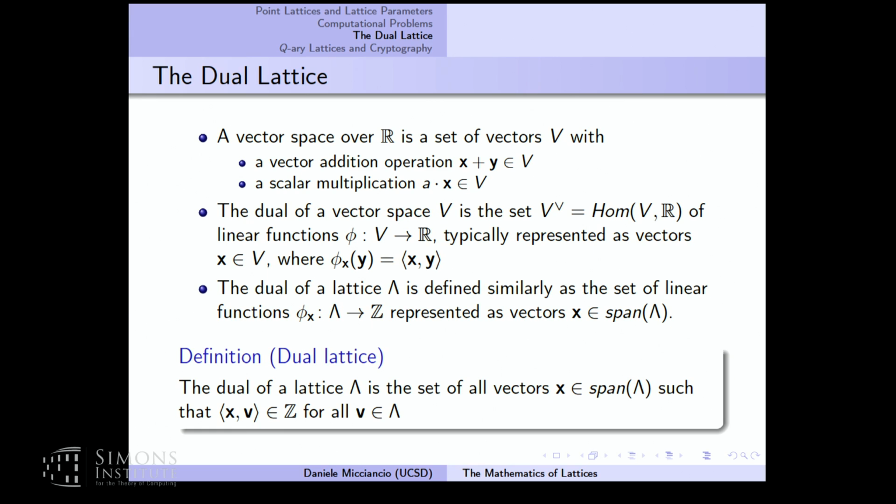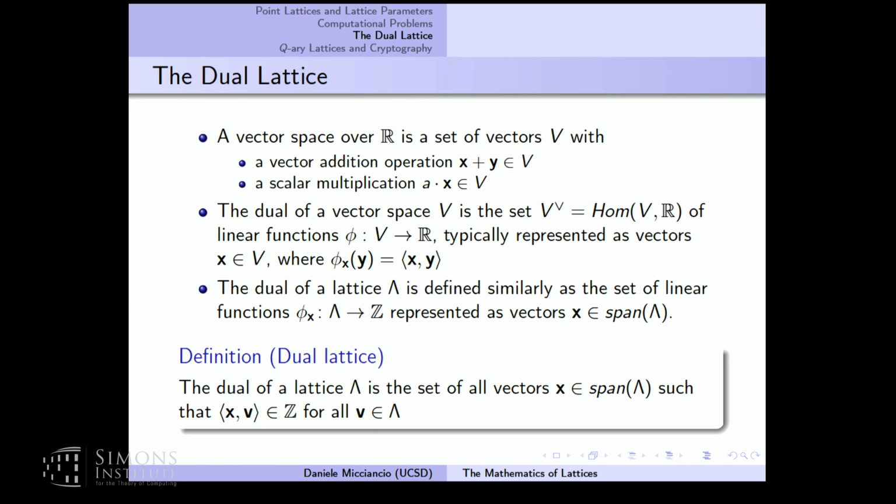And again, these functions can be represented as vectors in the linear span of the lattice, though they will not necessarily be lattice points. They will be linear functions which happen to take integer values when you evaluate them on lattice points. So if you take this representation, then the dual of a lattice is defined as the set of all vectors in the linear span of the lattice, such that the scalar product between this dual vector and any point in the lattice is an integer value.